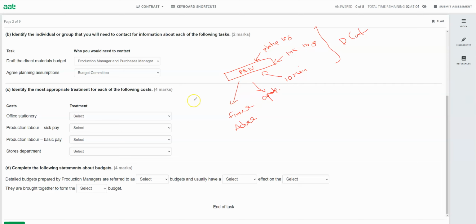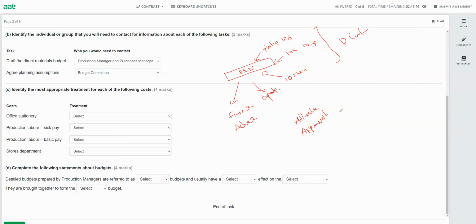So here, if you look at the first one, the office stationery. Stationery, we always need to allocate. Remember that the words allocate and apportion, we should know by this time. Allocate and apportionment.